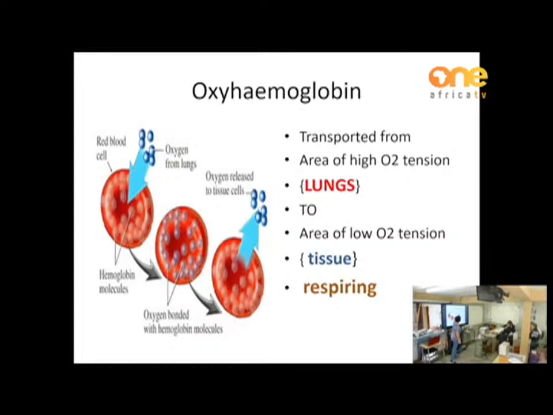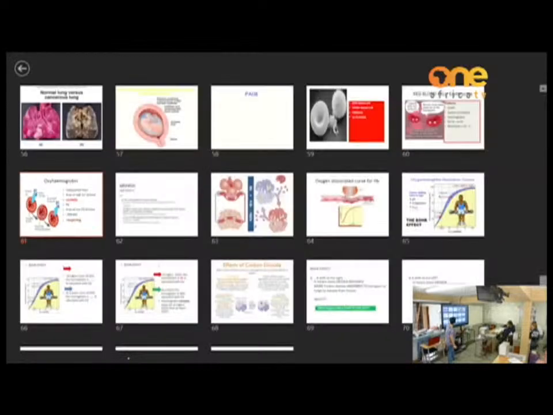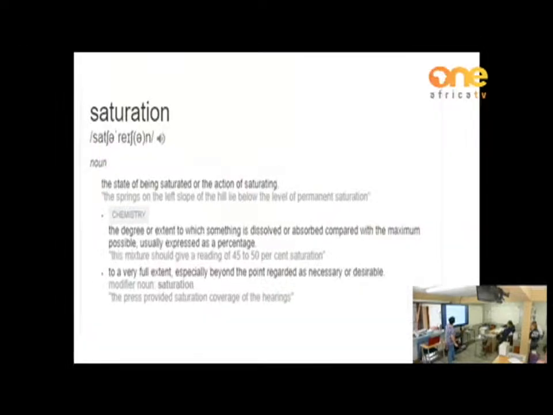And we know that if we move to the area of low tension, oxygen tissue. So, we know that oxyhemoglobin needs to transport oxygen from an area of high tension or high partial pressure, and it must reach where the tissue are respiring. Sorry. So now we have to look at oxygen saturation.